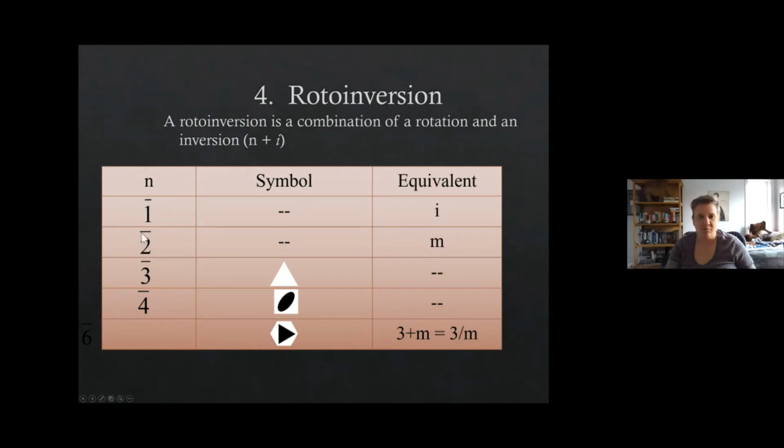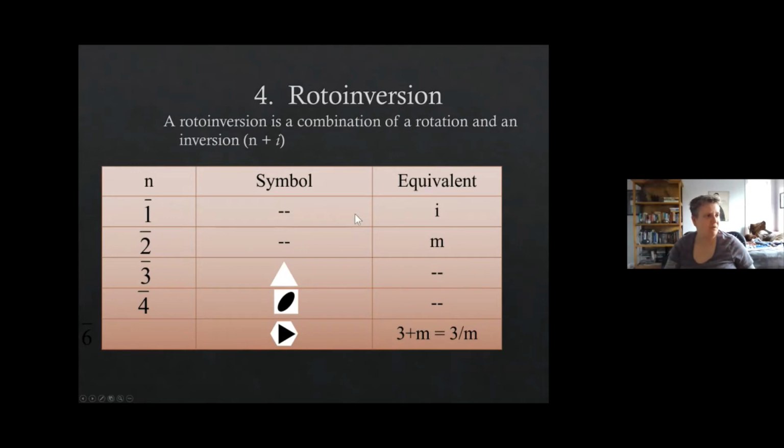So you can see here bar 1, bar 2, bar 3, bar 4, and bar 6 is over on the side for some reason. So those are the symbols we would write in say a paper or something. If you're going to draw them out, these are the symbols here.